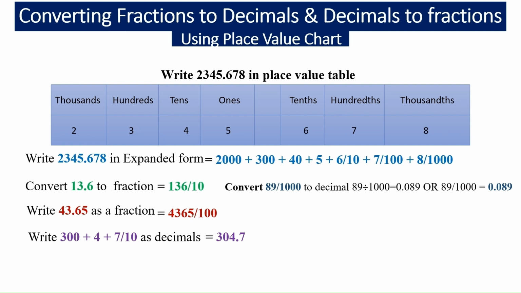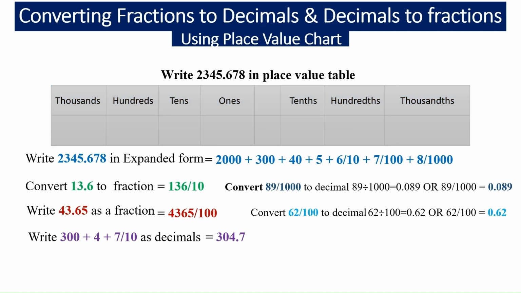Next question, you have to convert 89 upon 1000 to decimal. See the place value chart, 0.089. 62 upon 100, see the place value chart, 0.62. And the last question, convert 7 upon 10 to decimal. 7 divided by 10 is equal to 0.7.